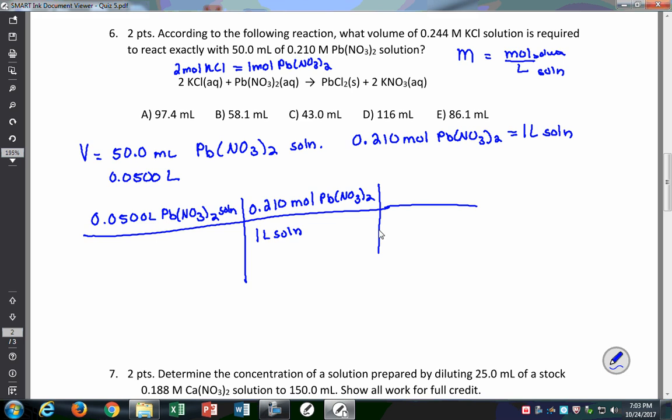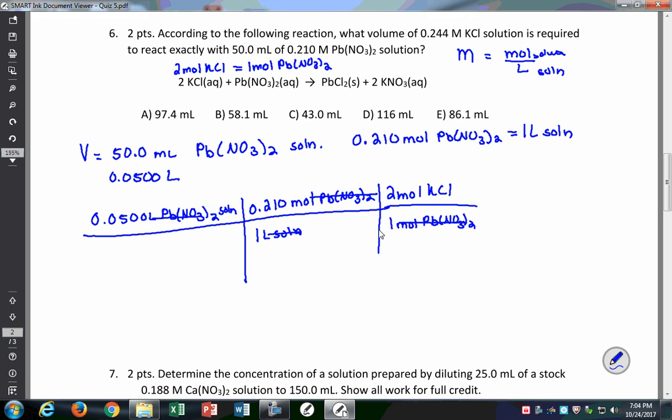And then I know, based on my equation, that I need 1 mole of Pb(NO3)2 to react with 2 moles of KCl. So this tells me how many moles of KCl I need to react completely with the amount of Pb(NO3)2 I have. And I can figure out that number if I wanted to. I don't need to because that's not what the question's asking, but I could. Everyone's following me up until this point?